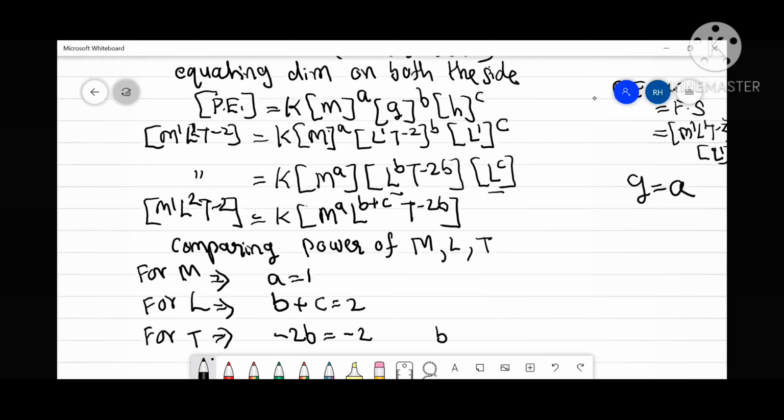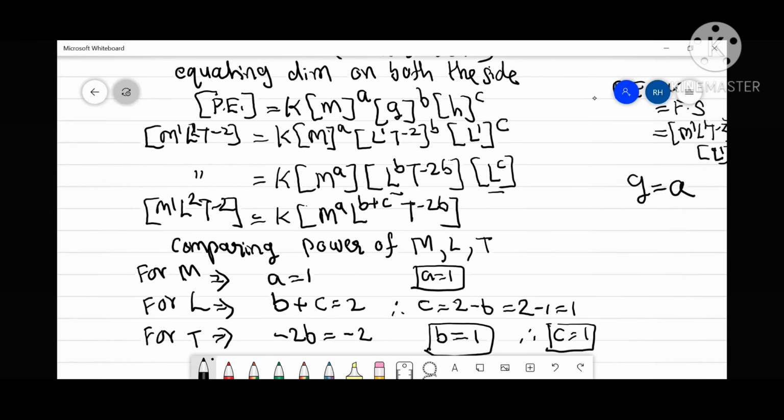From the last equation, minus 2b is equal to minus 2. The minus sign cancels, the 2 cancels, and it remains 1. So a is equal to 1, and b is equal to 1. Now c. From this equation we write c is equal to 2 minus b. But what is the value of b? b is 1. So 2 minus 1 becomes 1, and therefore c is equal to 1.